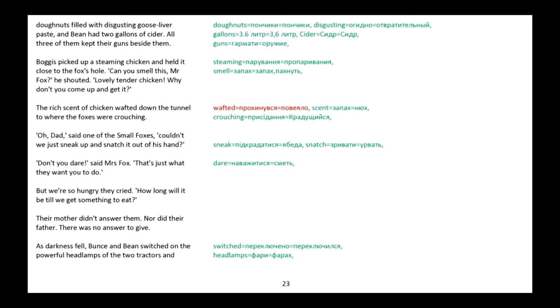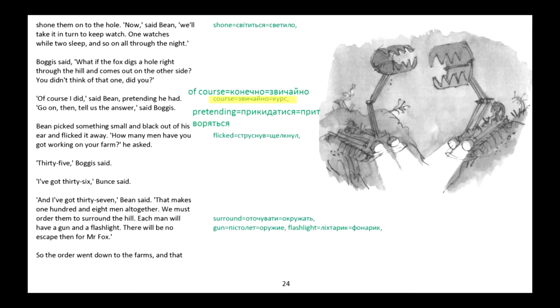As darkness fell, Bunce and Bean switched on the powerful headlamps of the 2 tractors and shone them on the hole. "Now," said Bean, "we'll take it in turns to keep watch. One watches while 2 sleep, and so on all through the night." Bogus said, "What if the fox digs a hole right through the hill and comes out on the other side? You didn't think of that one, did you?" "Of course I did," said Bean, pretending he had. "Go on, then. Tell us the answer," said Bogus.